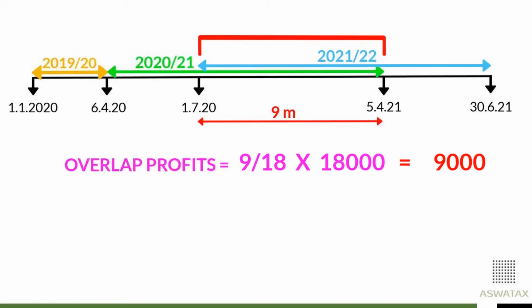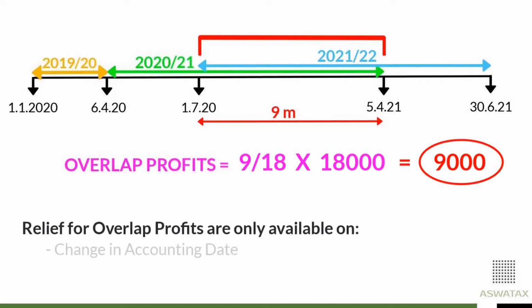Now, there are some disadvantages of overlap profits, and you'll understand more when you watch the losses, basis periods when you have losses video. But the negatives of overlap profits is that you are immediately taxed twice, right? You are taxed twice on profits that have been gained once. And the second disadvantage is this 9,000 can only be relieved on the change of an accounting date or on cessation of trade. So usually when you start a business, you're looking long term. So that 9,000 might be relieved in 20 years when you cease trading.